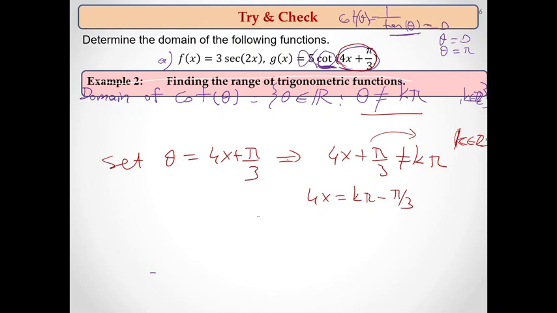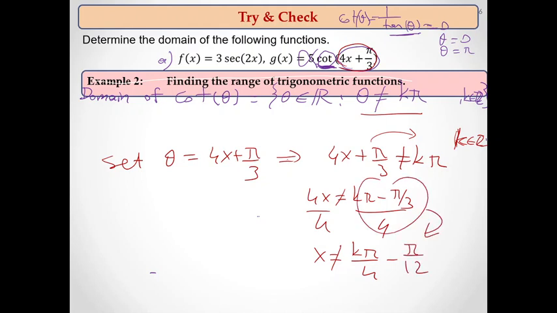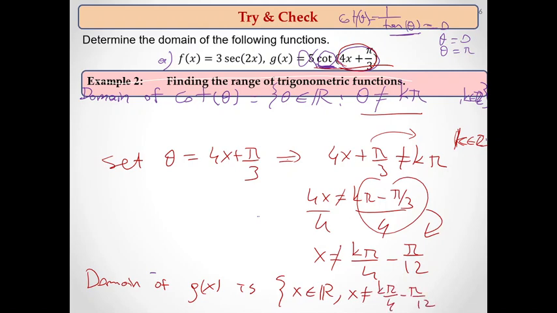I mean, you solve it as if it is an equality here. And then you divide both sides by 4. So you end up with x not equal to, sorry, k pi over 4 minus pi over 12. I will separate them here. You can separate them this way. And then it means the domain of g(x) is all x values except those. And this k is standing for all integers, Z.